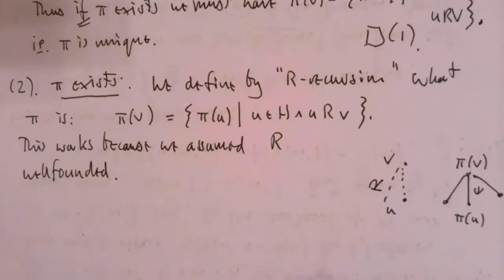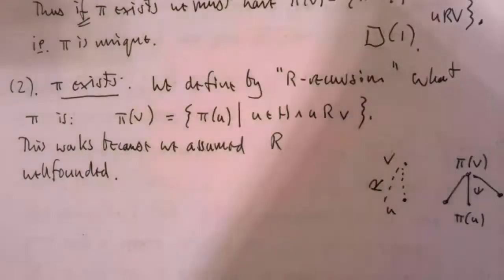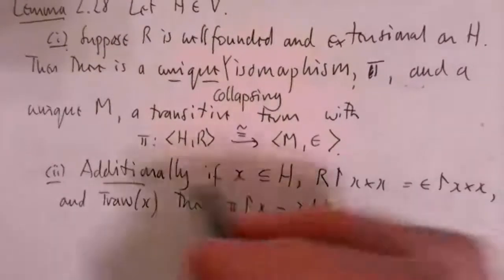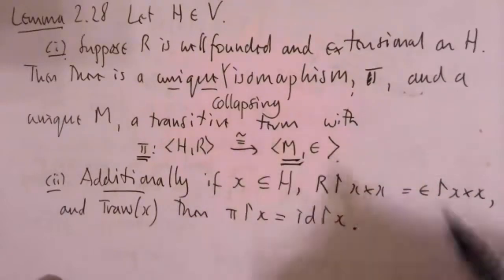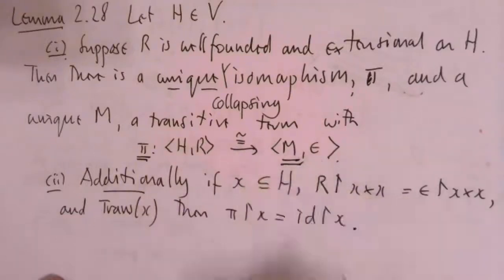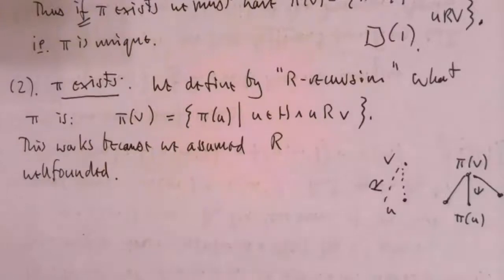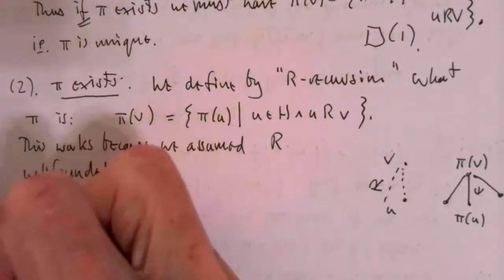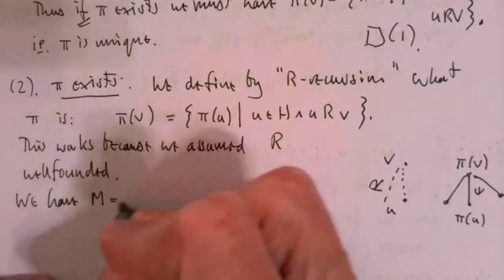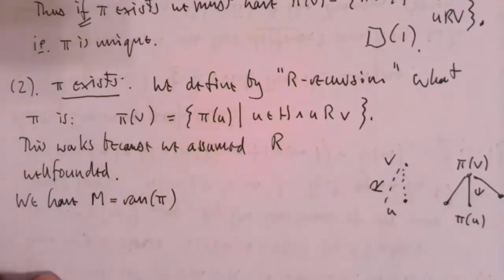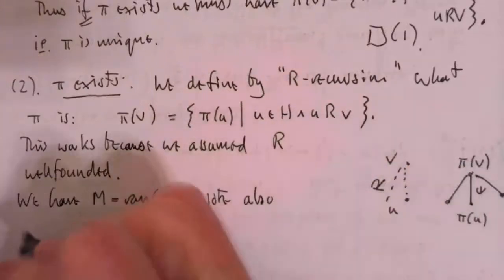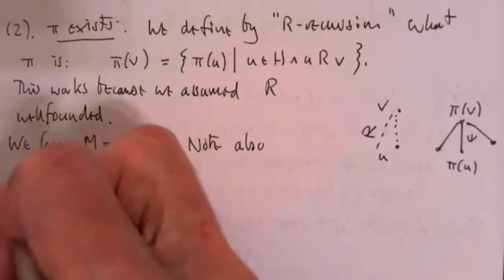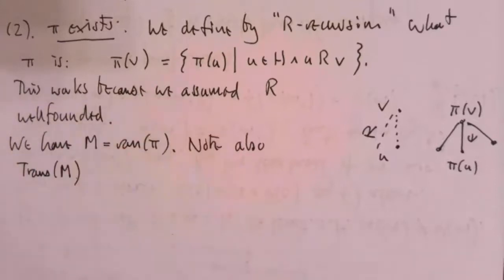The rest of the proof is showing that pi is what we want it to be. So we're at the situation here where we've defined pi, it's unique, and this is the range of pi, so that's unique. And we just want to check now that this is an isomorphism that I defined in this way. So we have M is the range of pi. And the other thing to note is that M is transitive.